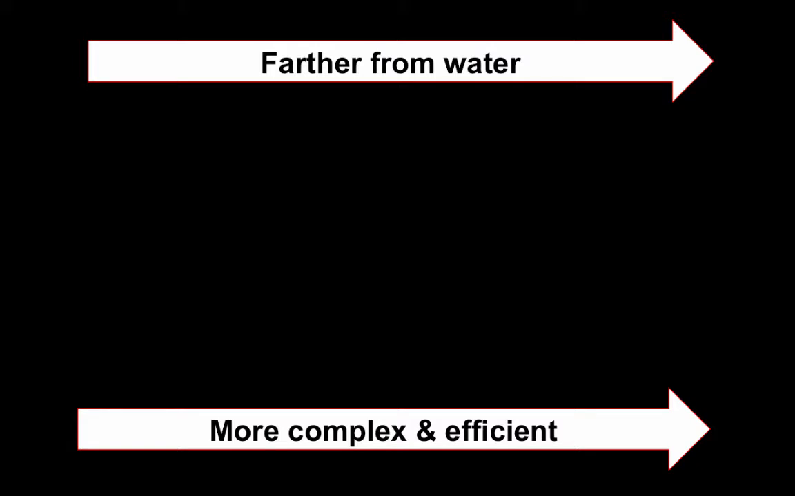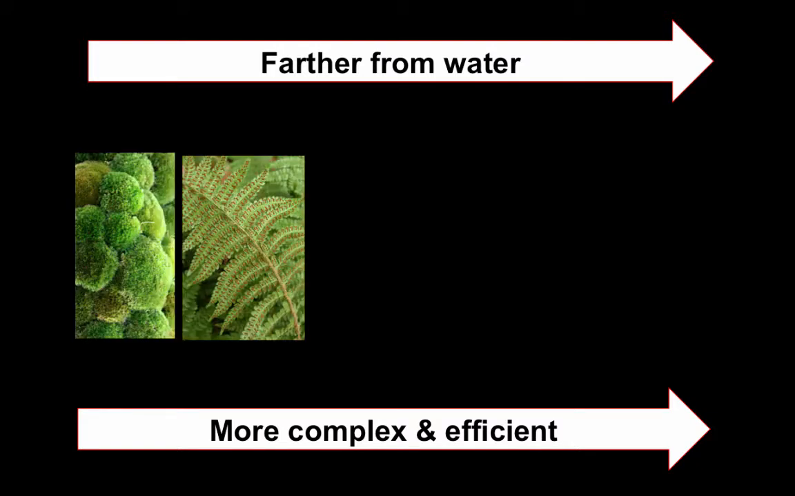Again, with plants, we're going farther from water and more complex and efficient. We start with spore plants. And remember, spores have to land in the exact right spot. They don't have any life support system. They need water for fertilization. Then we get into the seed plants. The seed helps protect and feed the zygote, so it doesn't necessarily have to land in the exact right spot.